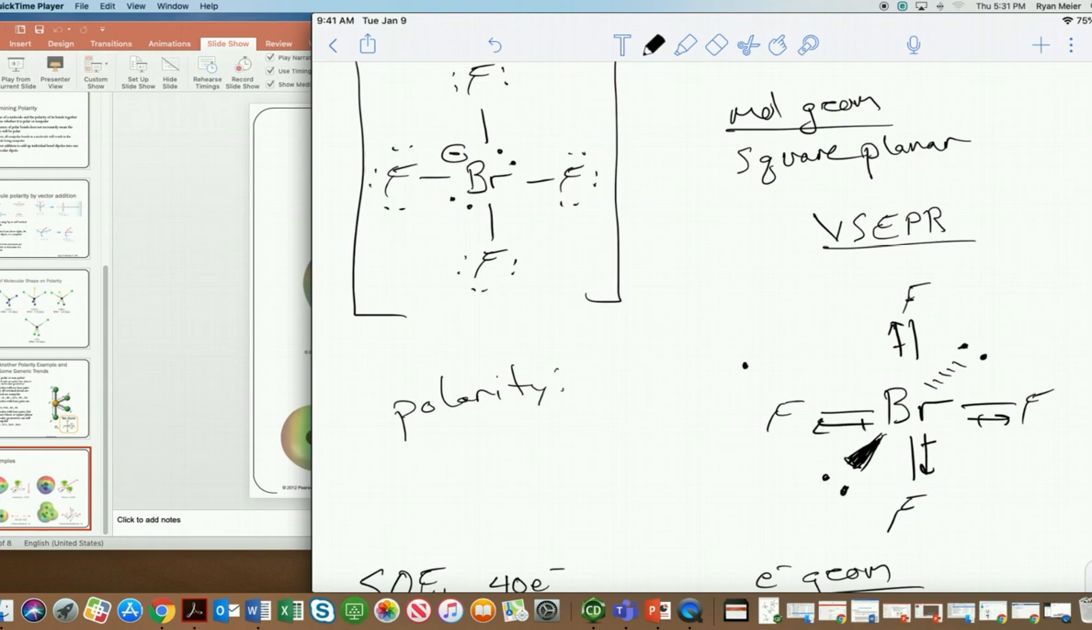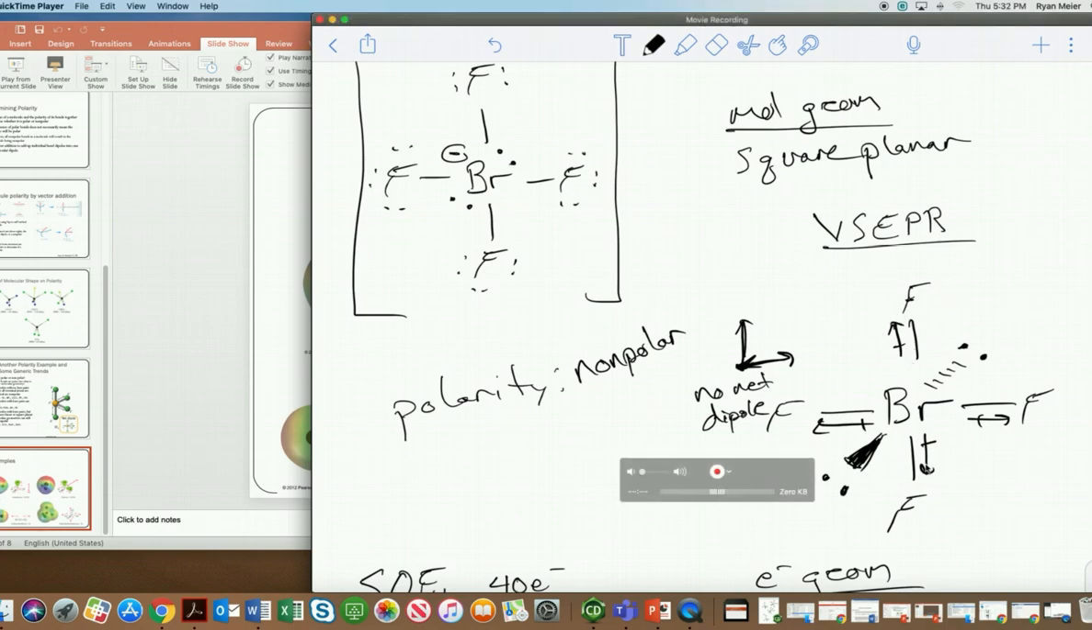Well, if I go to add those up, this is my starting point. If I have one that's going up, next one's going straight down, right back where I started, one going to the right, and the next one going right back to the left. Notice I end up right where I started. Right? So at the end of this, I have no net dipole. And anytime we have no net dipole, this is when we are nonpolar.